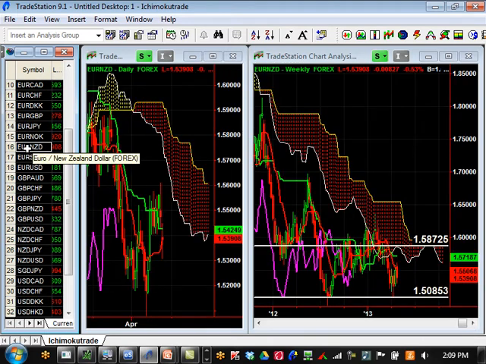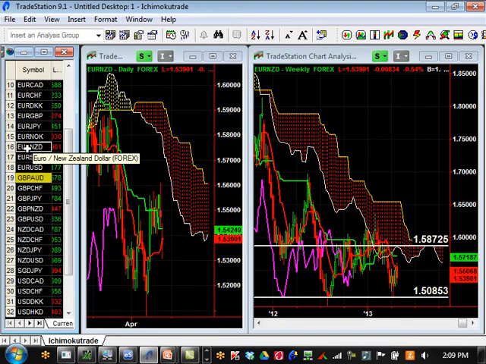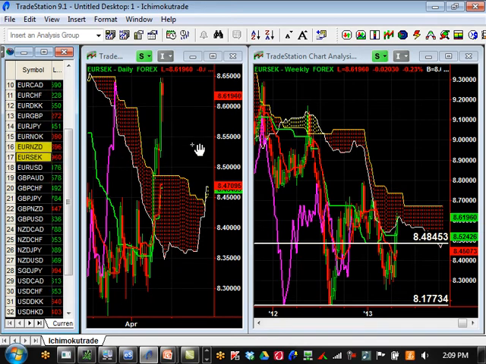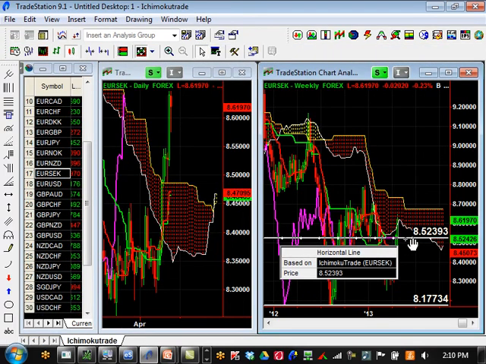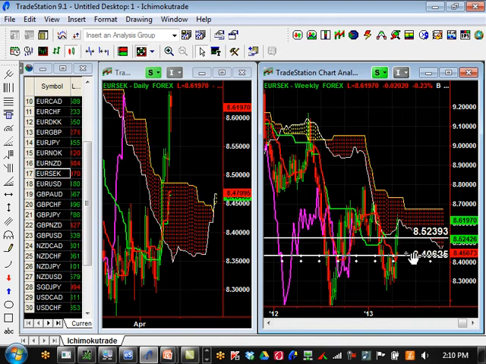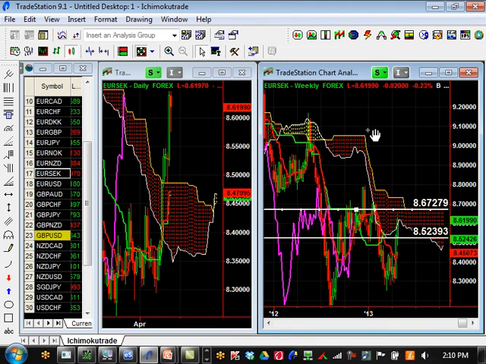Euro New Zealand, really not anything doing here, ranging between 50.85 and 58.72. Euro SEK, really not doing anything except ranging around 17.73. Its support, the resistance it broke, which is now support, is 52.39, and its next resistance now is going to be roughly about right there, which is 67.27.